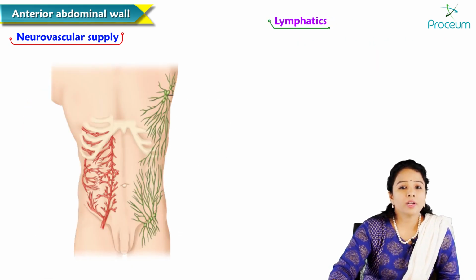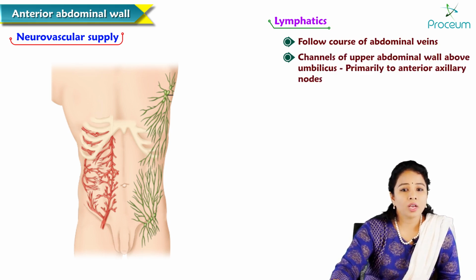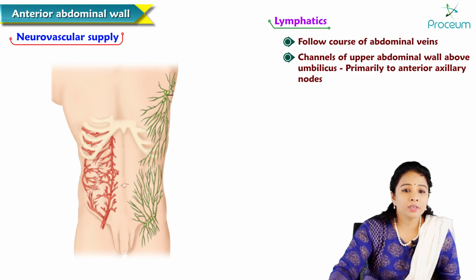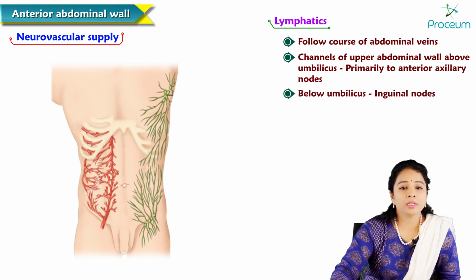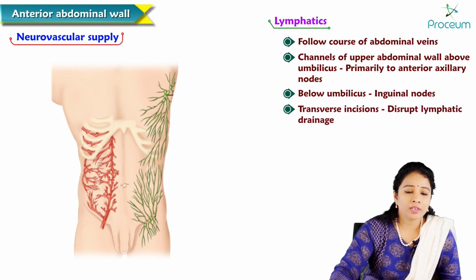Lymphatics: the lymphatics of the abdominal wall follow the course of abdominal veins. So the channels of the upper abdominal wall above the umbilicus drain primarily into anterior axillary nodes, while those below the umbilicus drain into inguinal nodes. So the transverse incision may disrupt the lymphatic drainage.